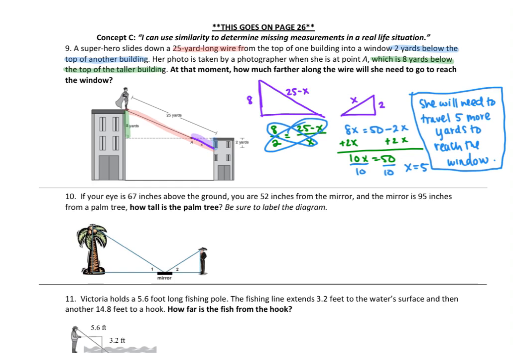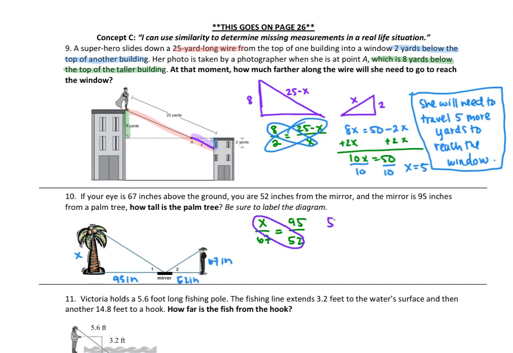All right, now looking at number 10, it says if your eye is 67 inches above the ground and you are 52 inches from the mirror, which is 95 inches from the palm tree. We want to know how tall the palm tree is, so that's where x is going to be. Once it's labeled, it's fairly easy to set up. We're just going to do the vertical over the vertical, so x over 67 equals 95 over 52.